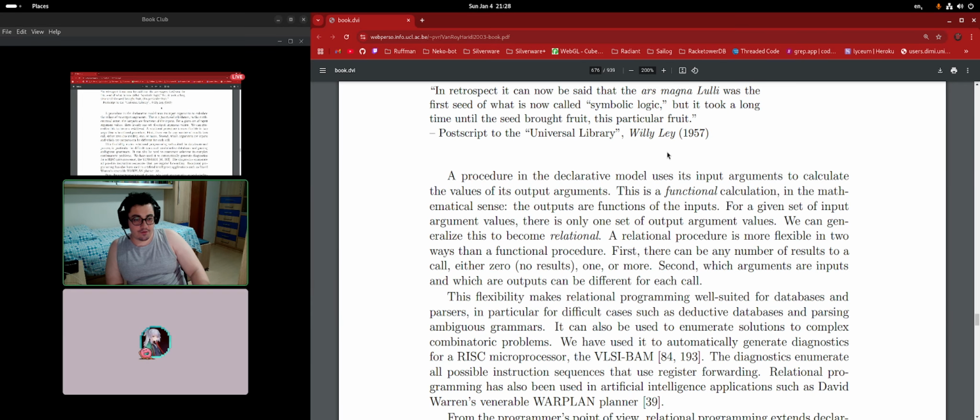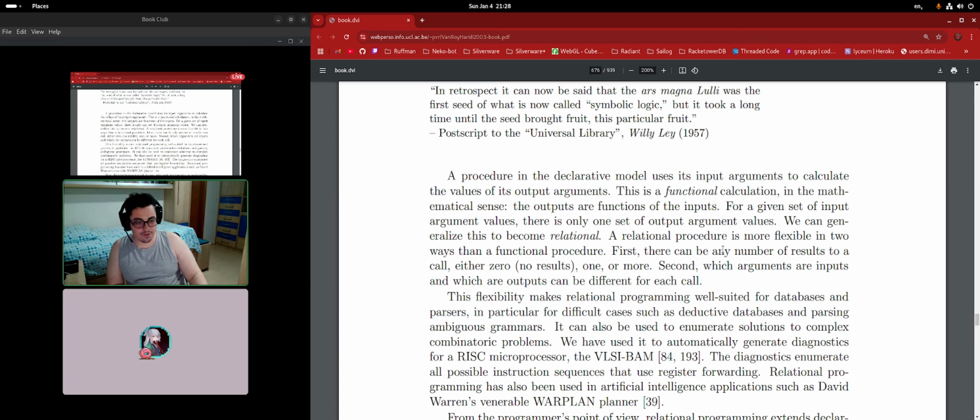A procedure in a declarative model uses its input arguments to calculate the values of its output arguments. This is a functional calculation in the mathematical sense. The outputs are functions of the inputs. For a given set of input argument values, there is only one set of output argument values. We can generalize this to become relational.